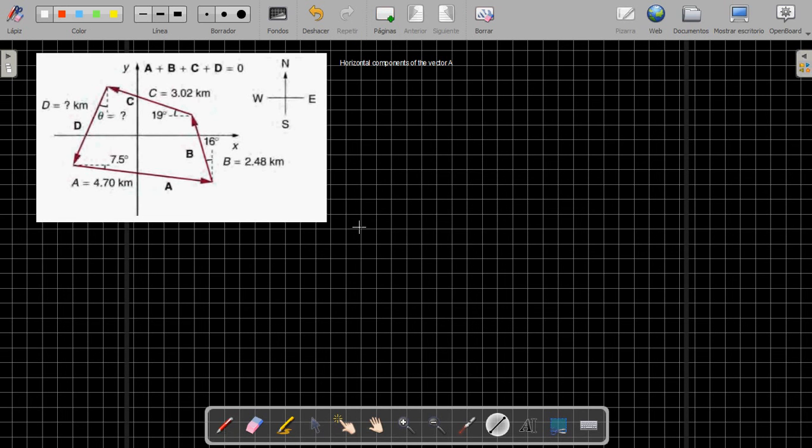Then we're going to calculate the vertical components of the vector A.